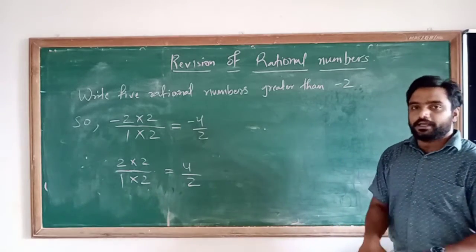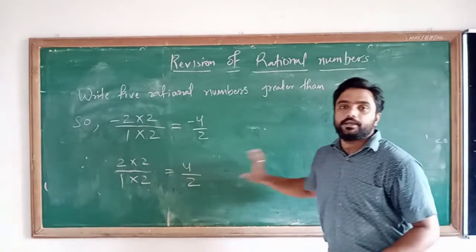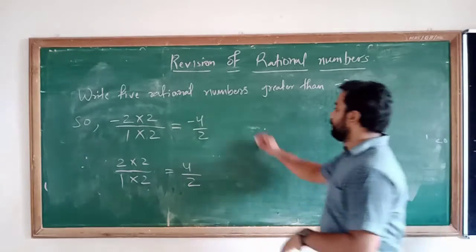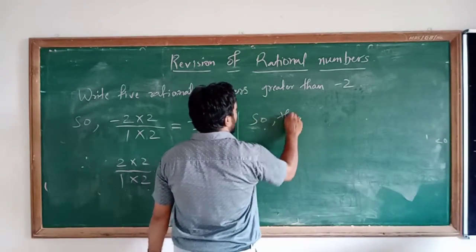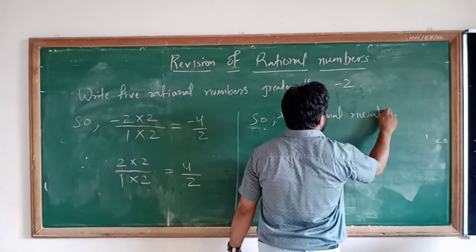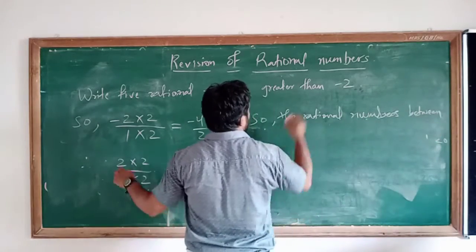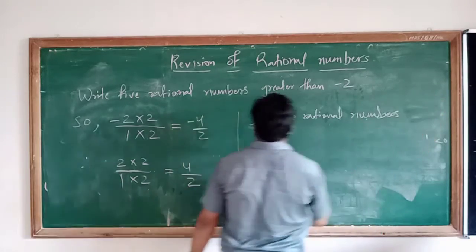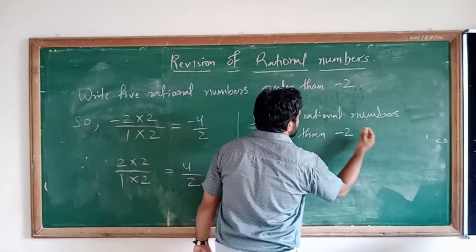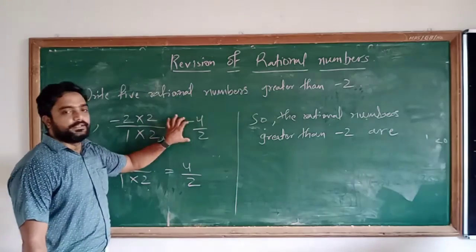Understand or not? Now what I have to do? I have to write a rational number between these two rational numbers. That is minus 4/2 and plus 4/2. And how many rational numbers do I have to write? Only 5 rational numbers. So the rational numbers between, rational numbers greater than minus 2 are. So which are the rational numbers? So as I explained to you, start with this one, minus 4/2.